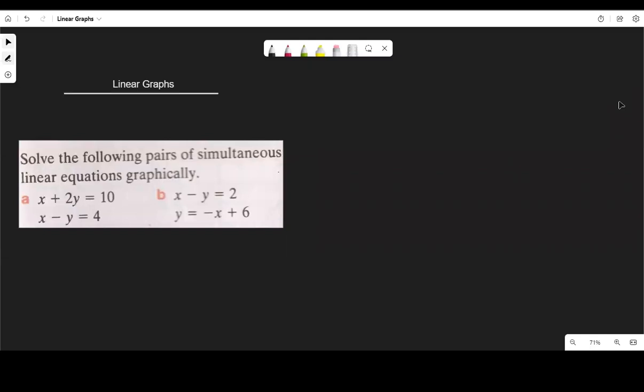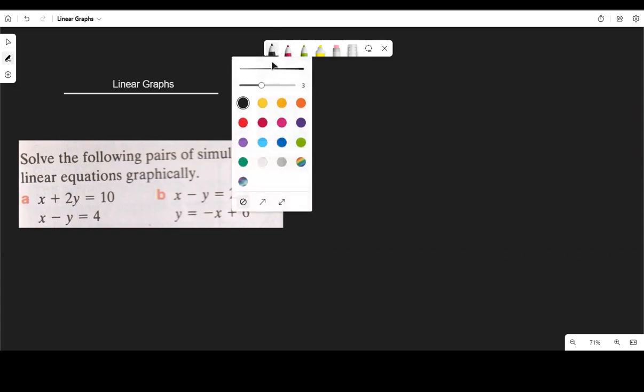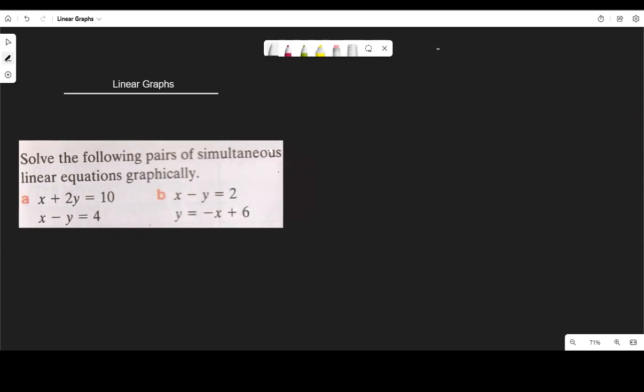Hello, in this lesson we are going to learn linear graphs, and it's a continuation of our YF revision for SS3, those that are preparing for YF. So as usual, I'm using the New General Mathematics SS3, the revision part of that textbook.